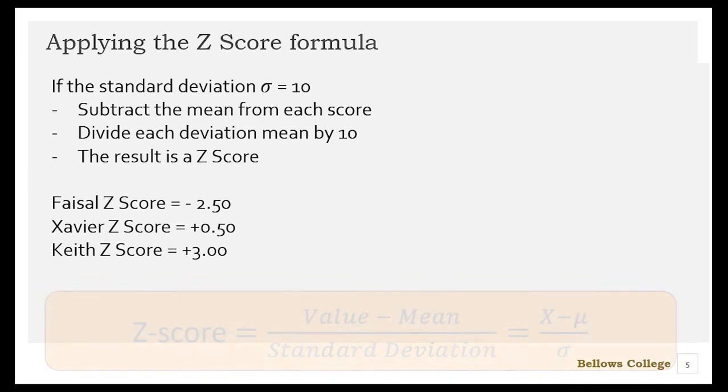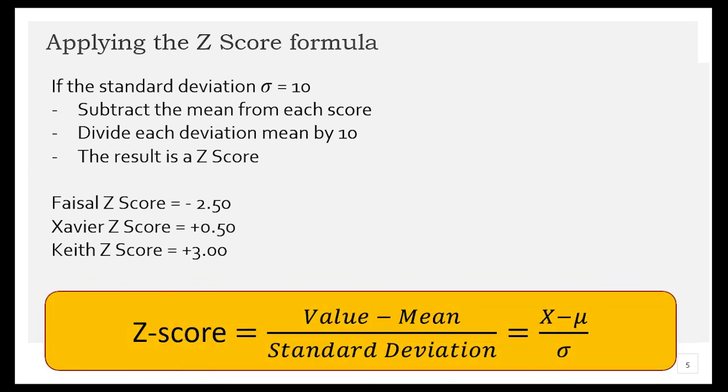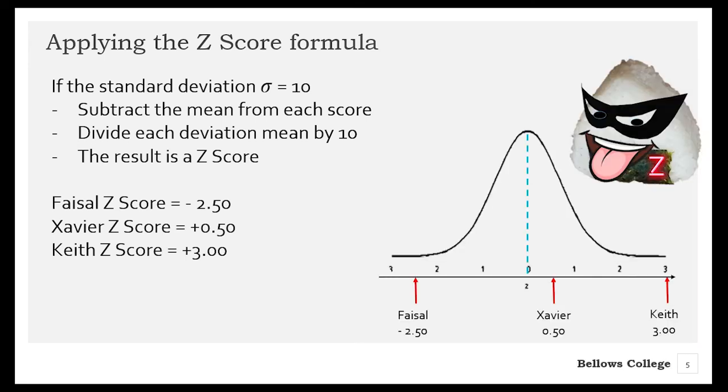To apply the z-score formula, we first subtract the mean from each raw score. Then we divide each deviation score by 10. The result is a z-score. With the z-score, we can now look at the standard normal distribution curve to get a better picture of where each score falls relative to other scores.